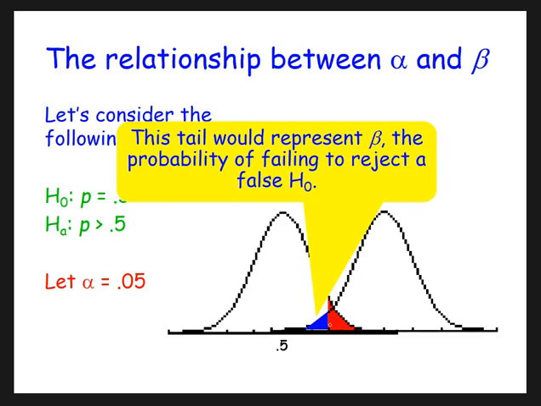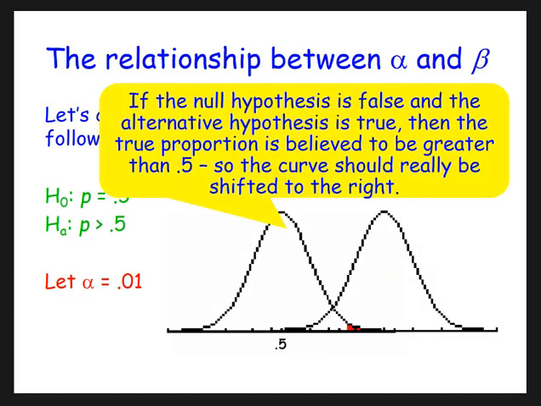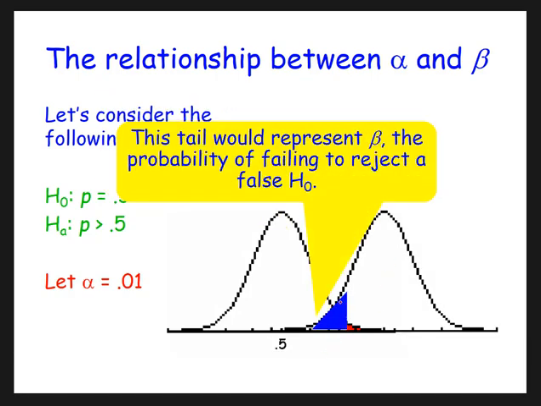But notice there, beta is relatively small. If we made alpha smaller and we shifted the curve, notice now beta is a lot larger. So the smaller we make alpha, the less chance we have of making a type 1 error. The larger we make beta, the greater chance there is of a type 2 error.